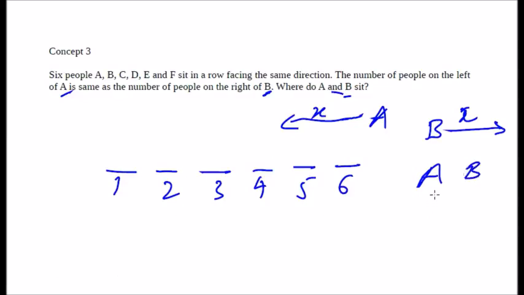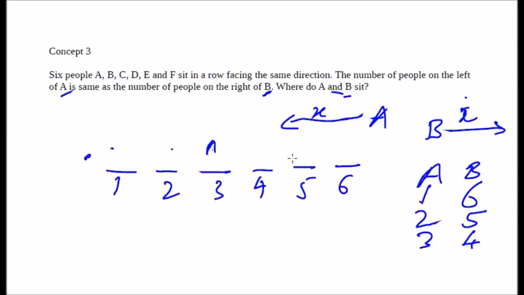If A sits in position 1, there is nobody on the left, which means on B there should be nobody on the left, so B should be in 6. Similarly, if A sits in 2, B sits in 5. If A sits in 3, B will sit in 4. Okay, when A sits in 3, there are 2 people on the left, and if B sits in 4, there are 2 people on the right.